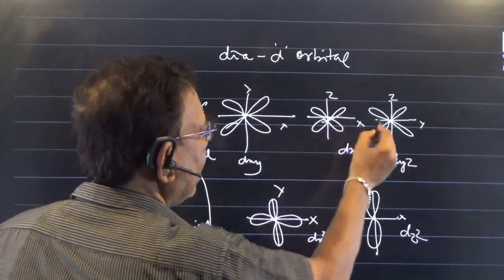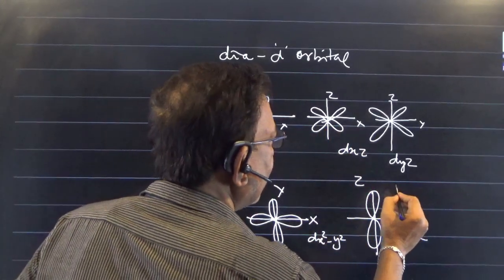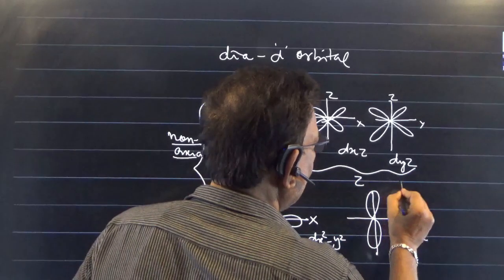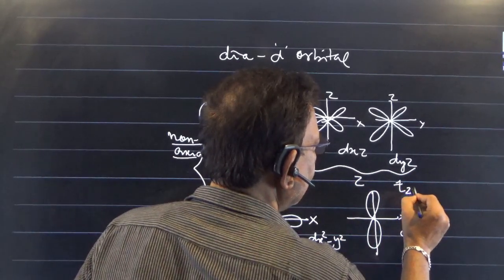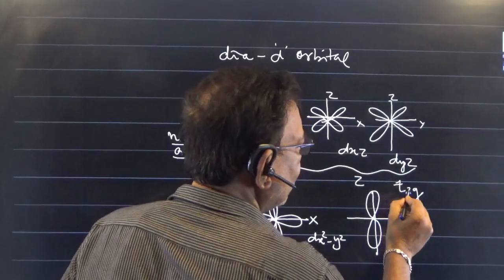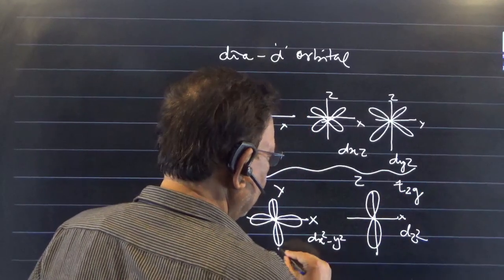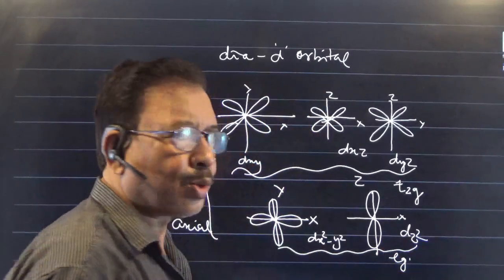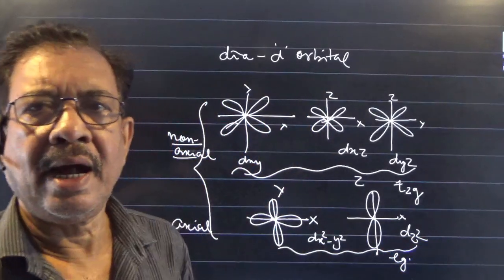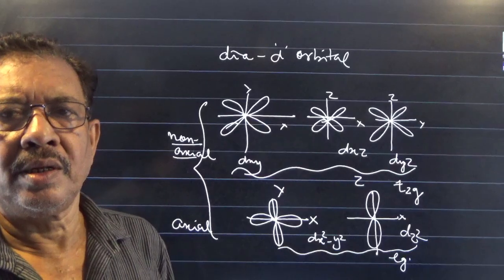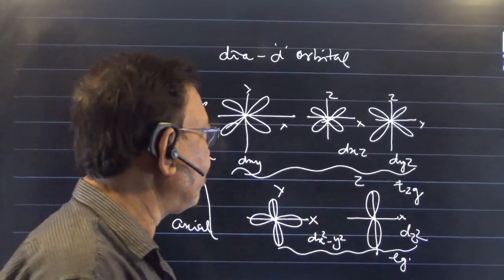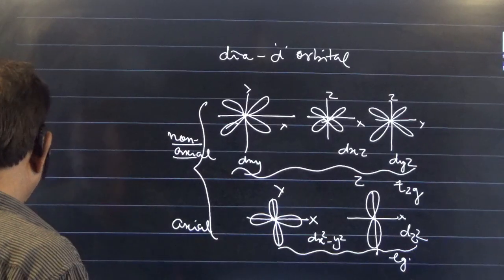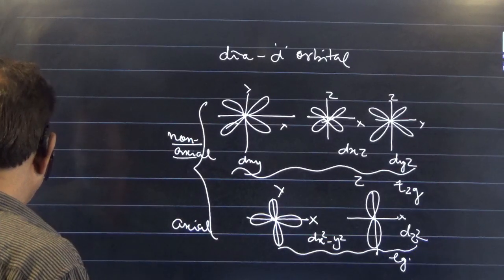So these 3 are called T2G set. These 3 are called T2G, and this is called EG. There are 2 sets, EG set and T2G set. Okay, now you know this one. So now next I should come for the splitting.